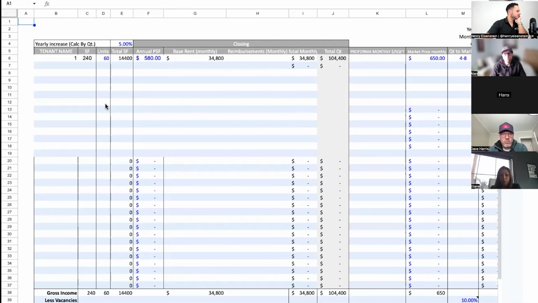Gross income is $274,008. Let's do some quick math. $274,000 divided by 12 months is what? 22,833. So let's say they're 14 units. It doesn't even say their bedroom counts or anything like that, so that's fine.